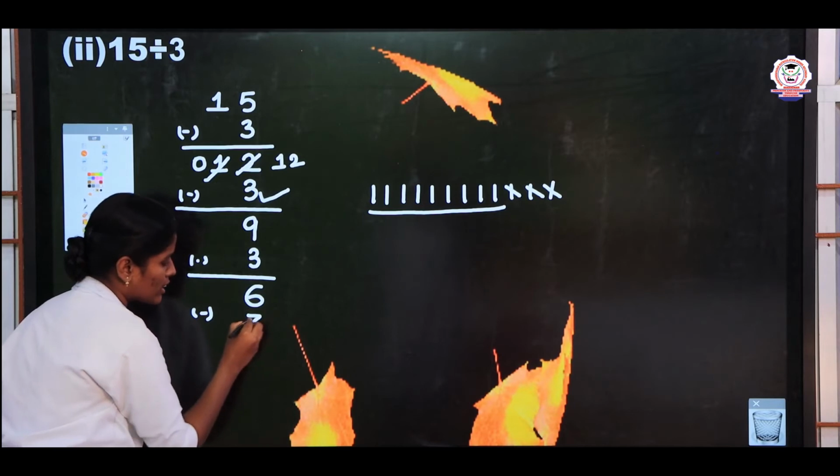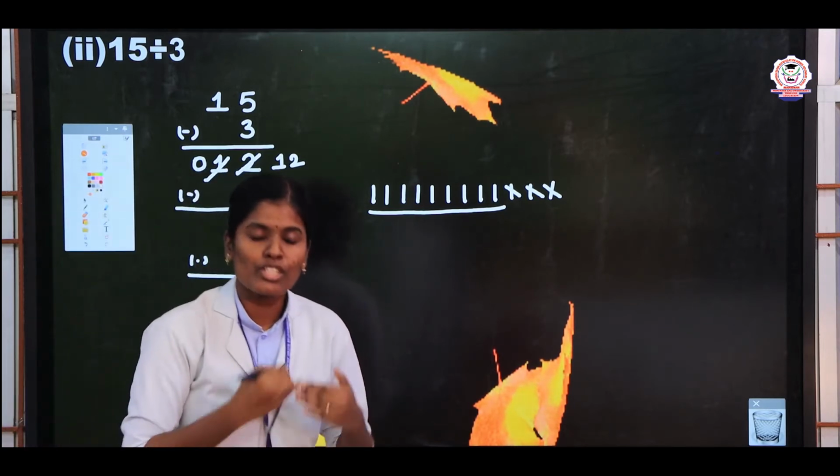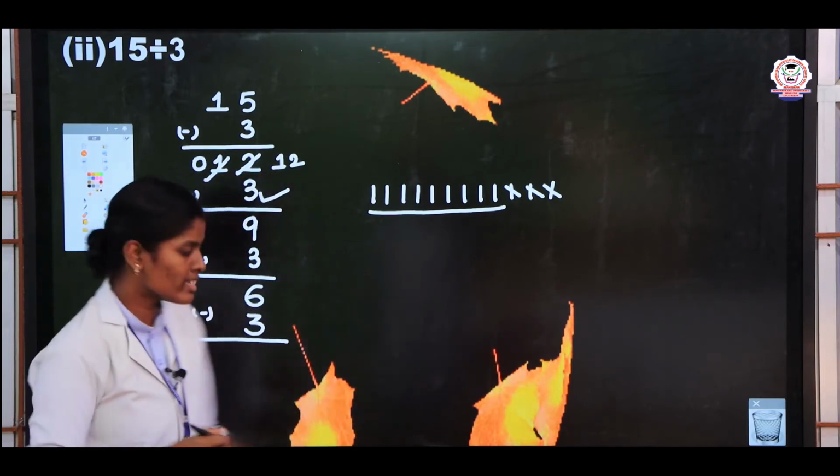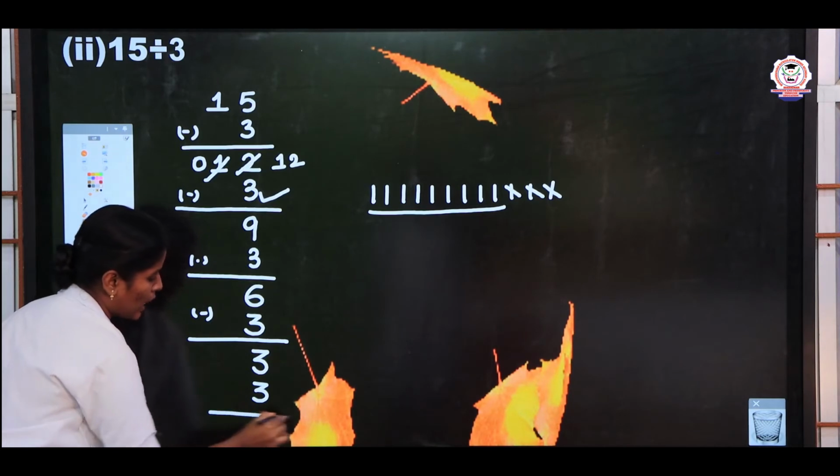Again you should take a 3. Now you subtract 6 minus 3. So 6 minus 3 is the answer 3. Then you take a 3. Now 3 minus 3 is 0.